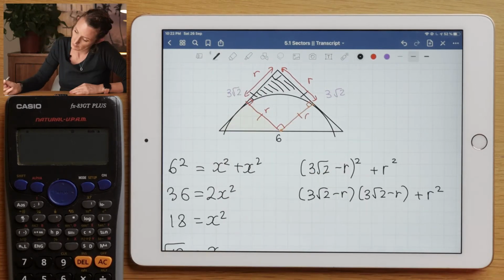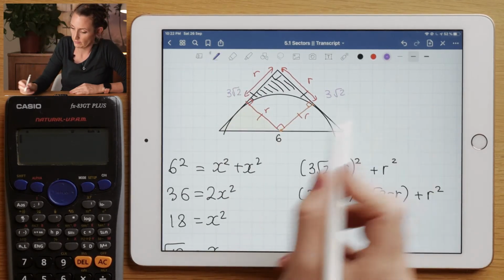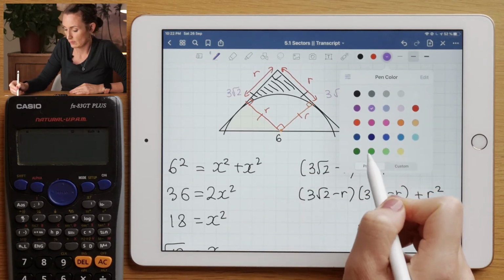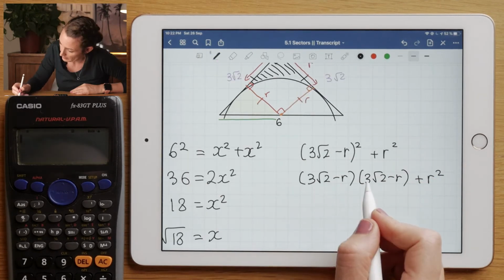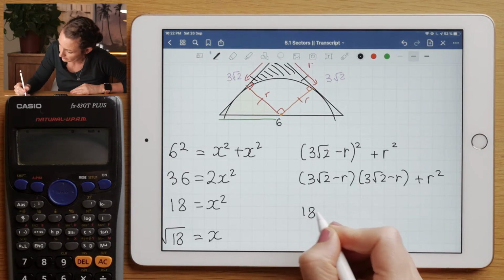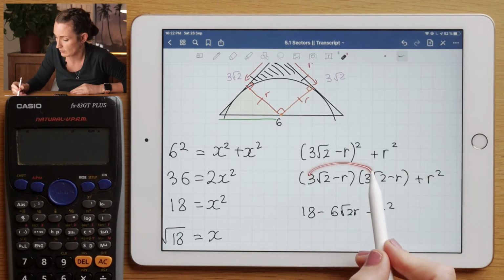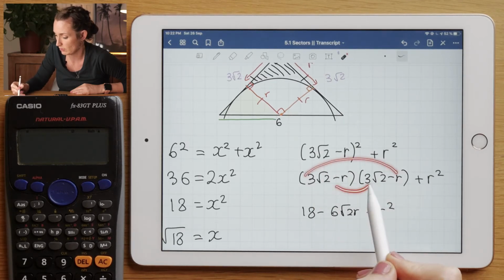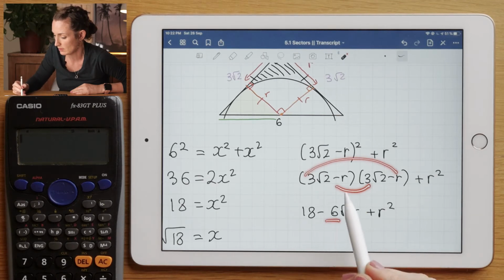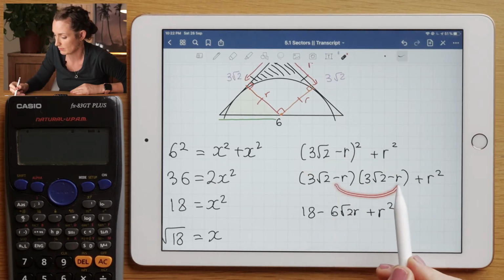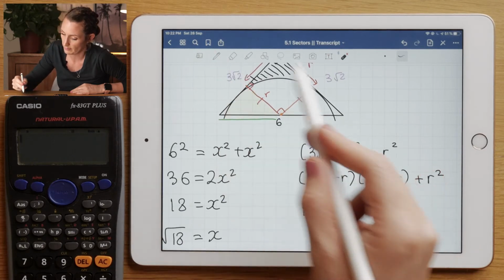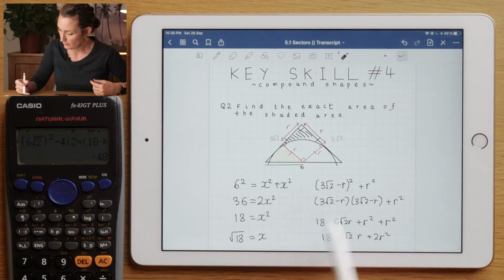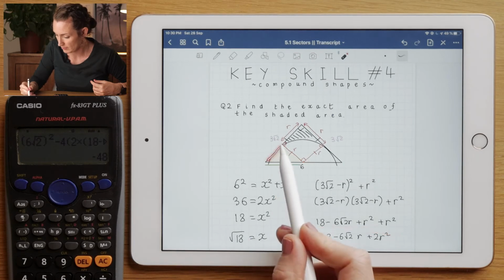So right now I'm just doing Pythagoras here to find this length here. That would be 3 times 3, 9, square root 2 times square root 2, so 9 times 2, 18. This would be 3 square root 2 r, and this would be 3 square root 2 r as well, so together you'd have 6 square root 2 r. And this minus r times minus r would be plus r squared, and we've got another r squared there. So now we've got our expression for the Pythagoras theorem here.